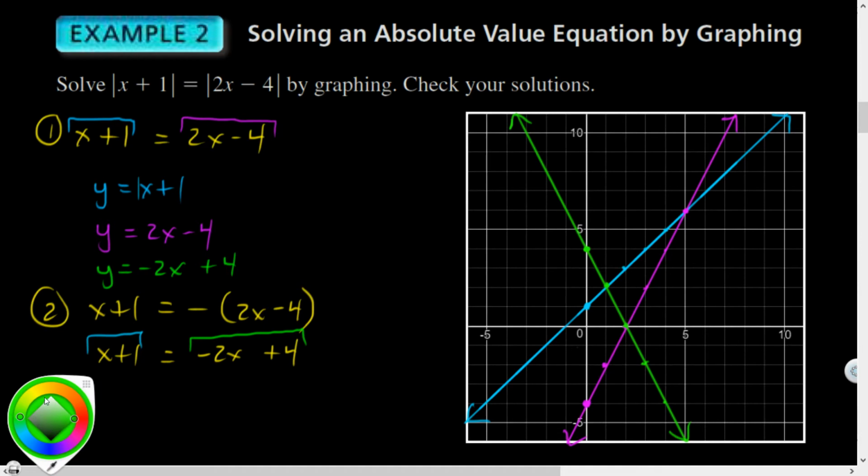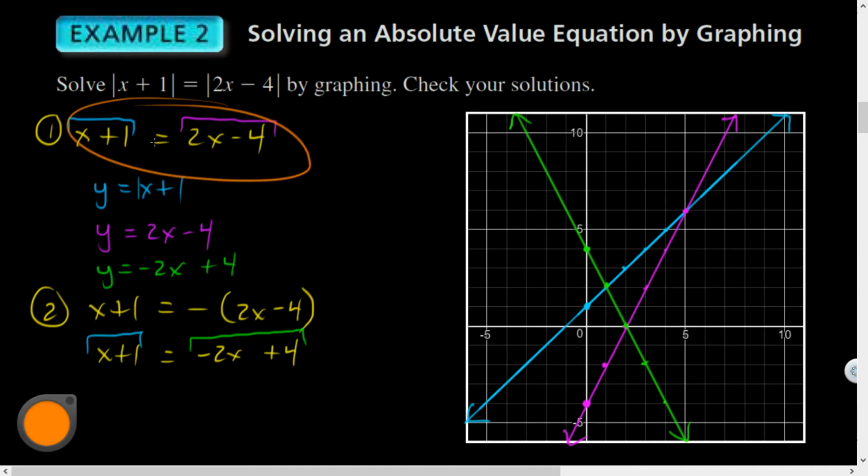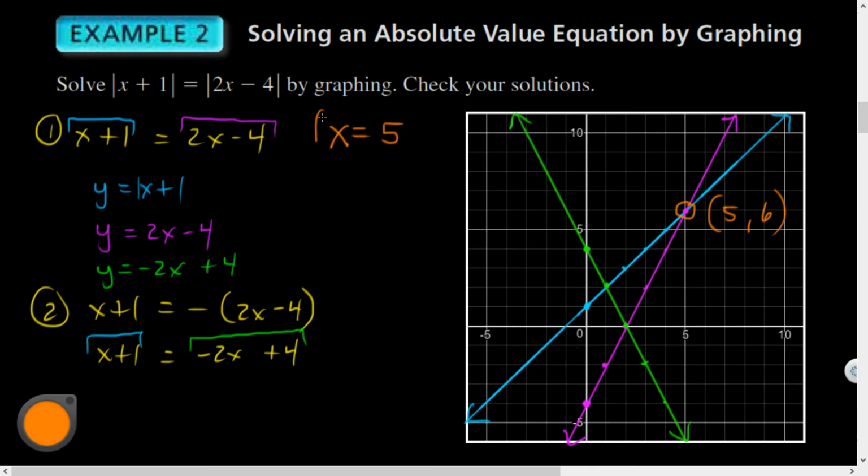Okay, so my first solution occurs at the intersection between the blue and purple. Blue and purple is right here. That intersection is at over 5, up 6. So my first solution is x equals 5, the thing that makes this equation true. I only care about the x value here, because y didn't even originally exist in the problem. We introduced y.